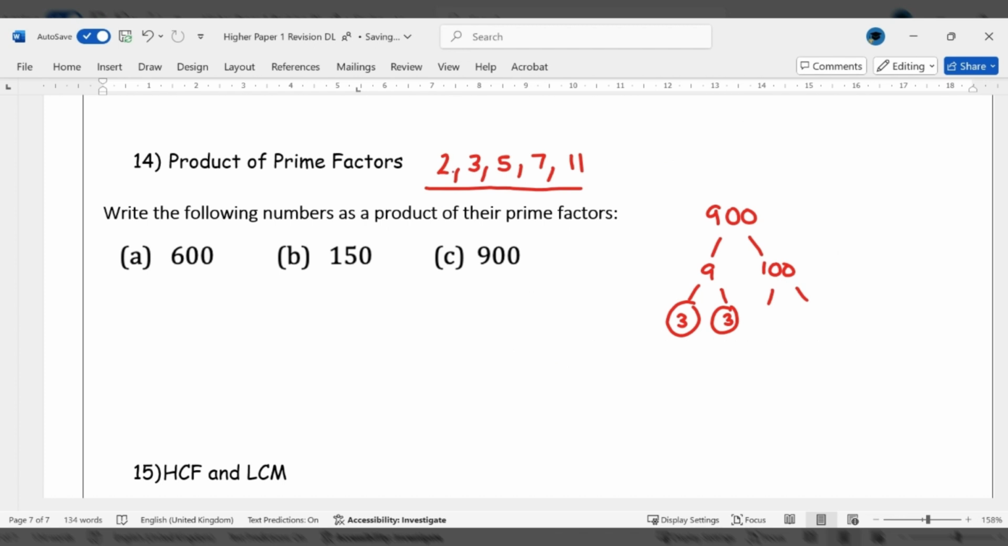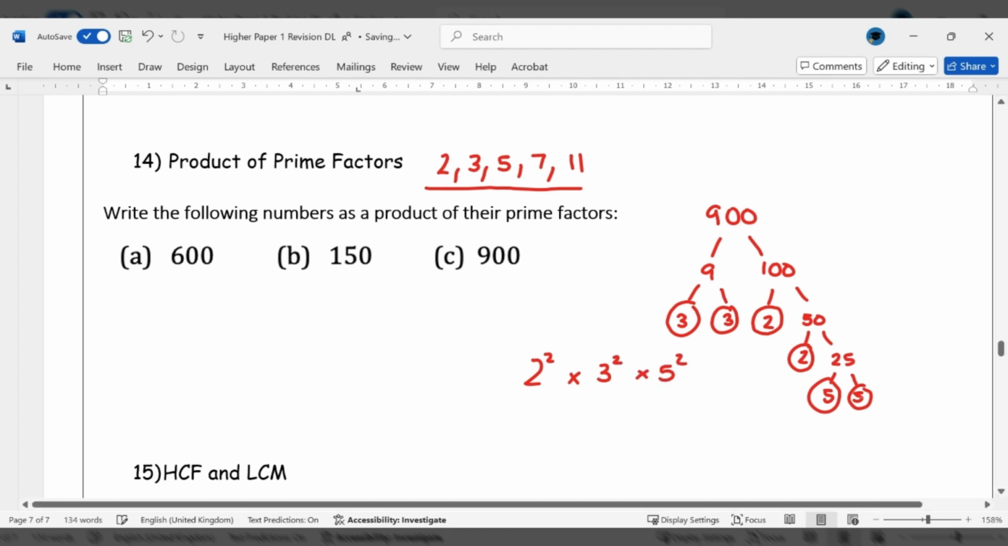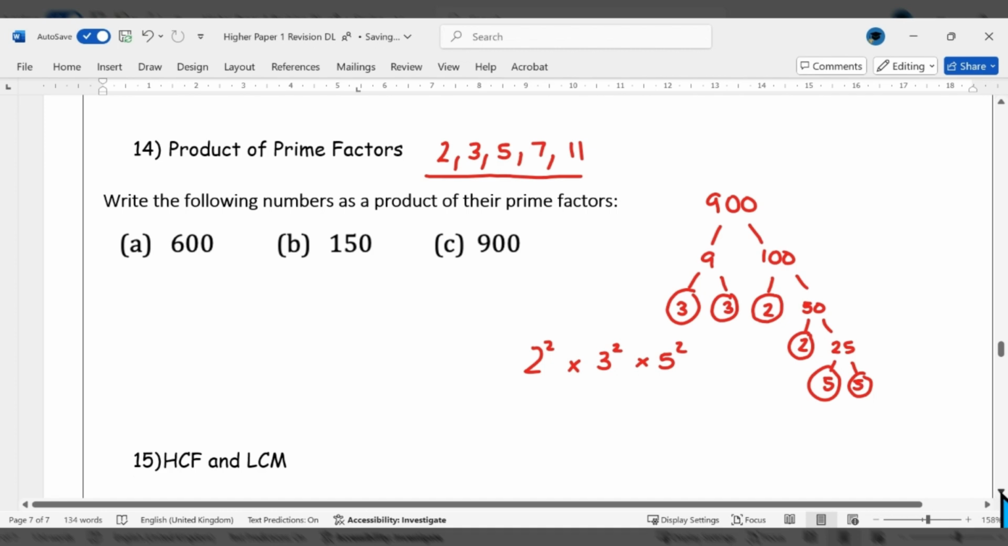Or I might go, look, 2 times 50. At least with the 2, I know it's prime, and I can stop there. And then with the 50, I'll go 2 times 25. And with the 25, I can't do 2 again, but I can do 5 times 5. And then you write that as... It doesn't matter what order you do this. I always do the smallest one first. So I start with the 2's, and there's 2 of them, times 3, and again there's 2 of them, times 5, and again there's 2 of them. It's not a bad one.